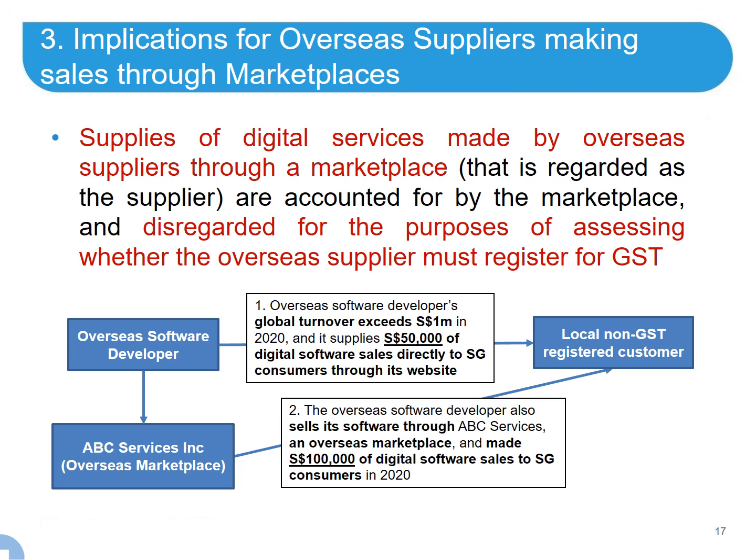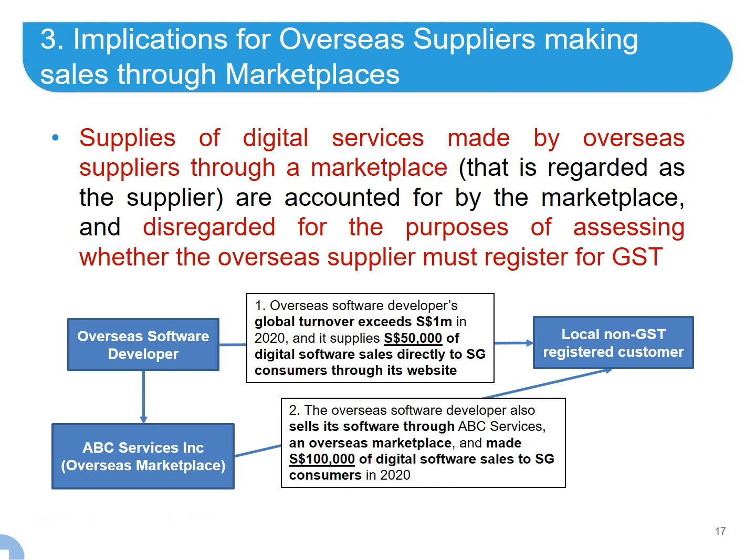In this example, an overseas software developer has a global turnover that exceeds 1 million in 2020, and it supplies 50,000 of digital software sales directly to Singapore consumers through its website. The overseas software developer also sells the software through ABC Services, an overseas marketplace, and made 100,000 of digital software sales to Singapore consumers through ABC Services in 2020.